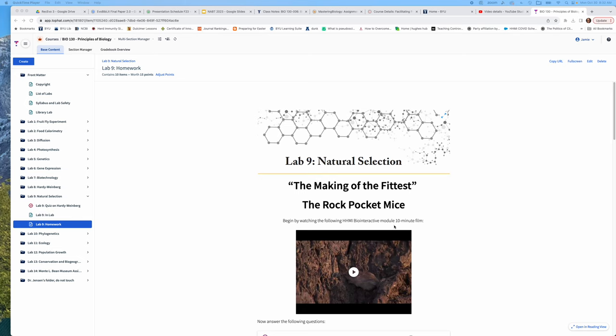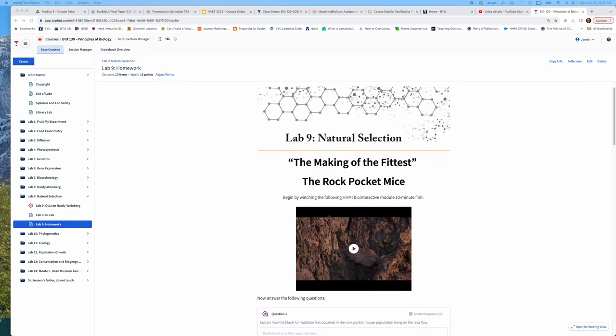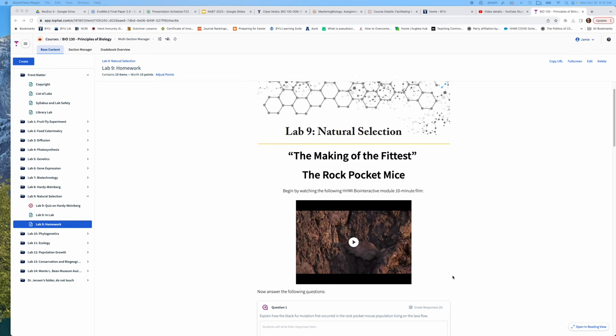We're doing the Rock Pocket Mice. We've been doing this for years, so it's not new, but I wanted to run through it really fast and have a video. So you're going to play the movie from BioInteractive from HHMI, and it talks about the Rock Pocket Mice, right? So they come in brown and they come in black, and they're looking at lava flows in New Mexico in the Ring of Fire, and they notice that all the mice on the lava flows are black, whereas all the mice living on sandy areas are brown.